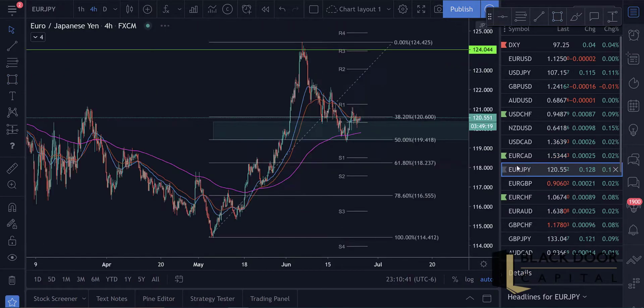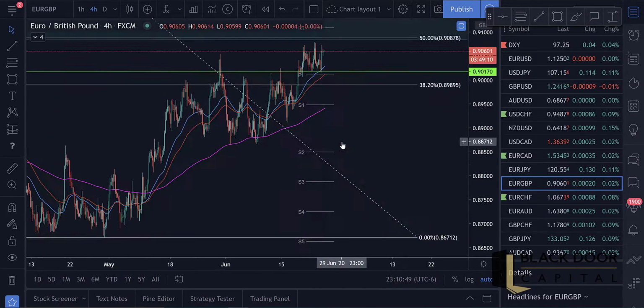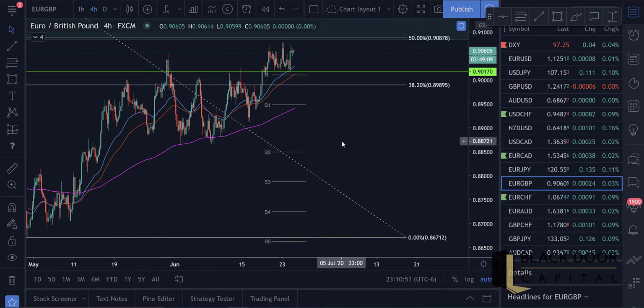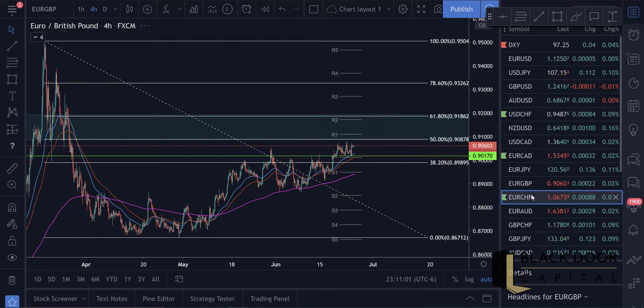And anyways, moving on. Euro yen, I don't have an opinion. You can see I haven't really marked it up. I try not to have every chart with analysis. I start to narrowly focus on one, and it seems to work for me over time. But yeah, no opinion on that one.